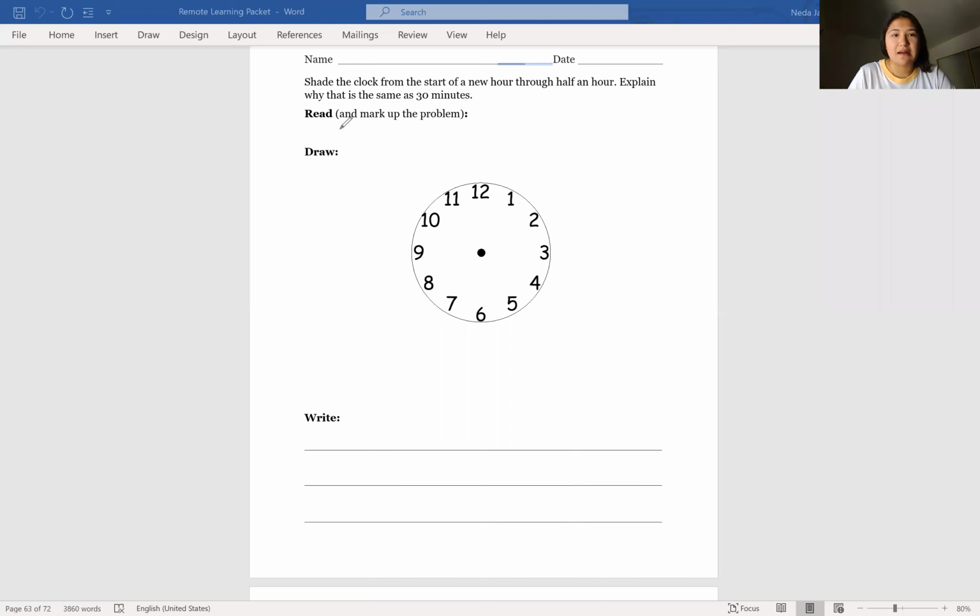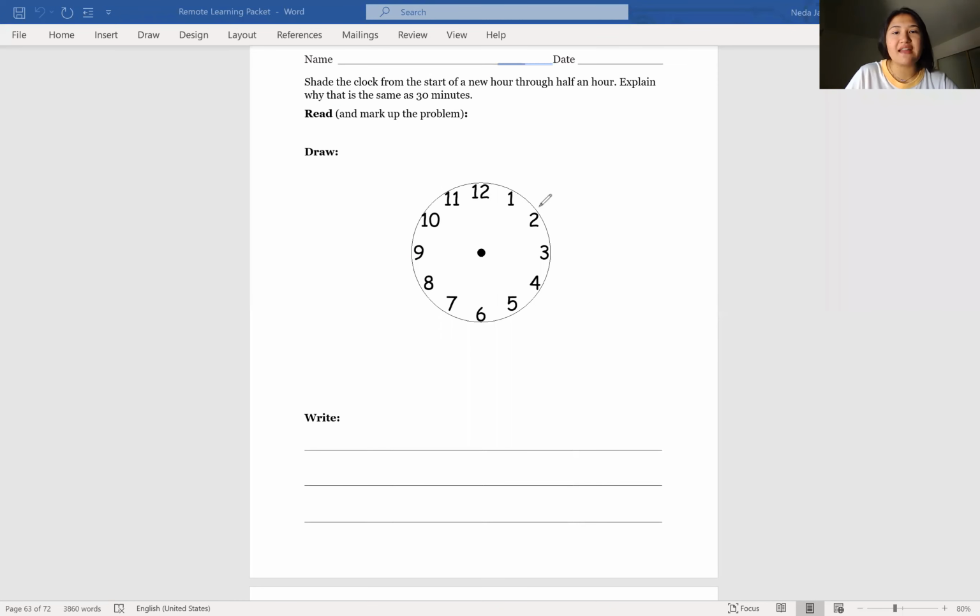Let's read this first problem together. We are going to start reading on 2. Get ready. 1, 2. Shade the clock from the start of a new hour through half an hour. Explain why that is the same as 30 minutes. Go ahead and pause and solve on your page now.